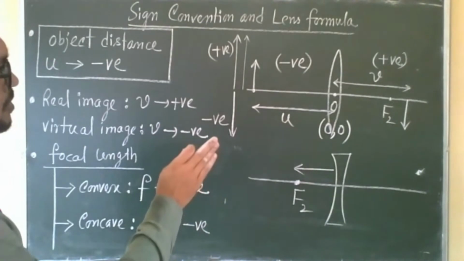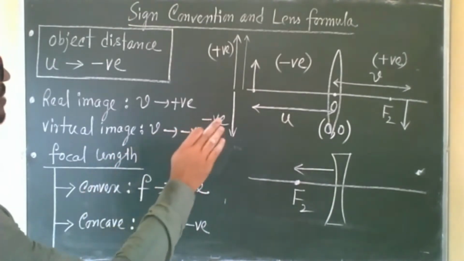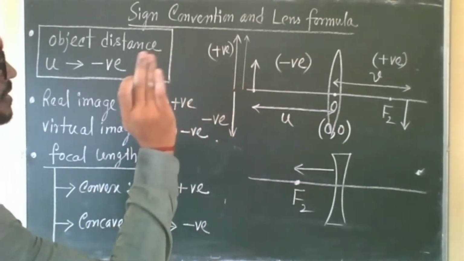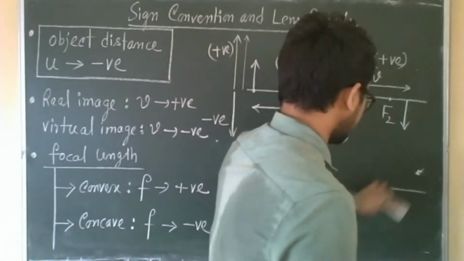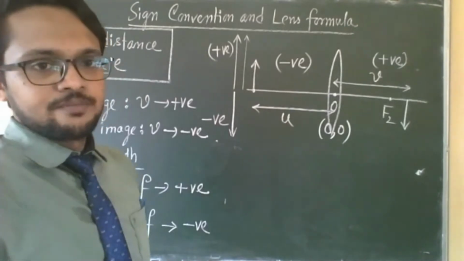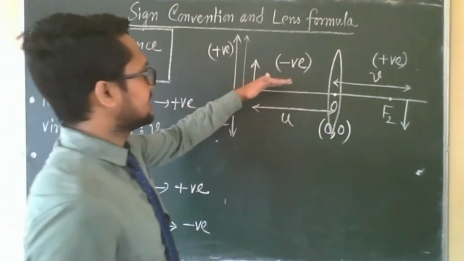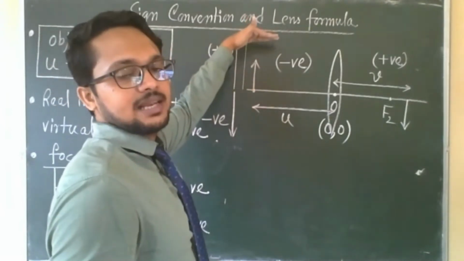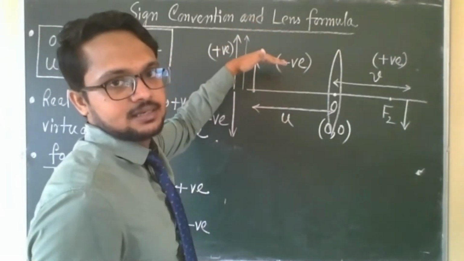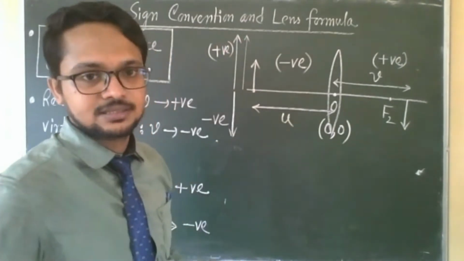Now come to the erect and inverted image. What will happen for erect and inverted? An erect image means it will lie on the same side of the principal axis. Erect or upright, on the same side of the principal axis.